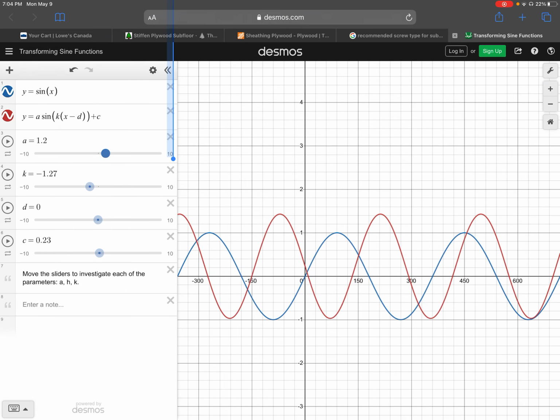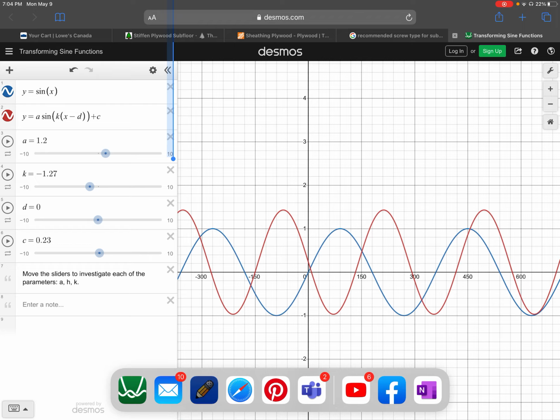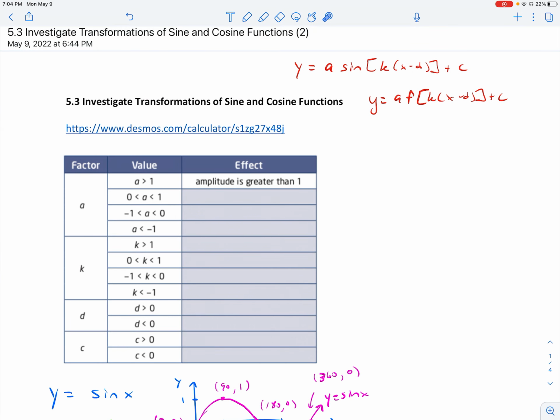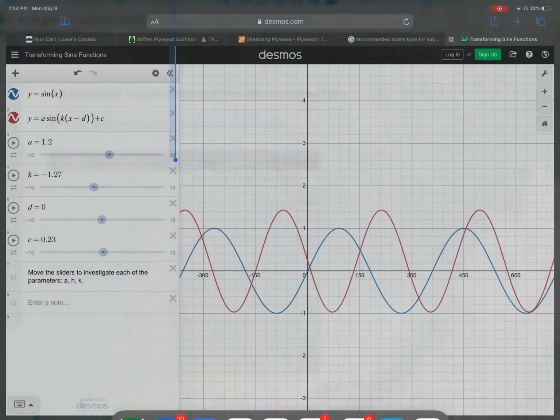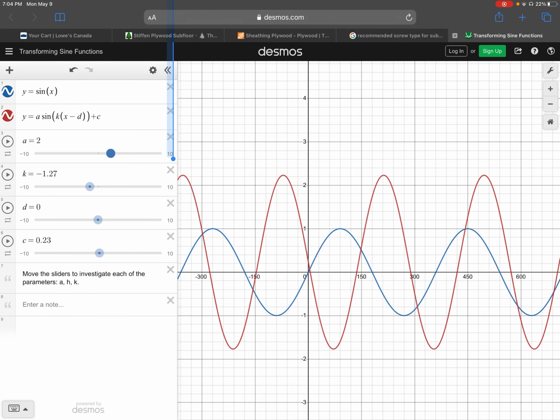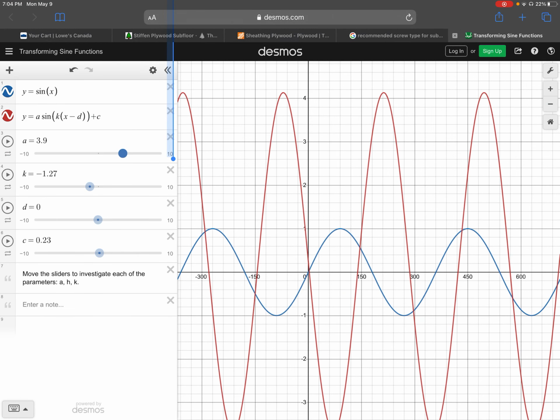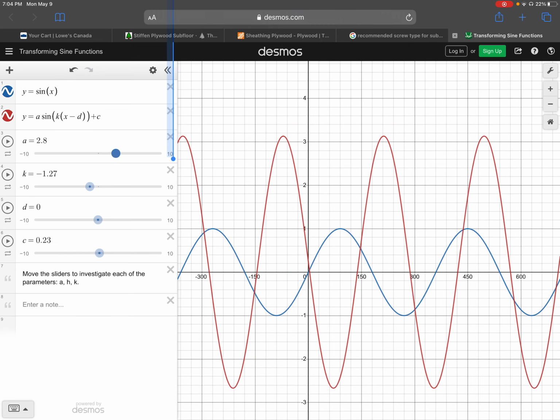Okay, so let's go to the investigation. So if you want, we can do this one together and then you can pause and do the rest on your own. So it says if A is greater than 1, the amplitude is greater than 1. Yes, we did see that. Let's just double check. If I make the A value greater than 1, the amplitude is also greater than 1.